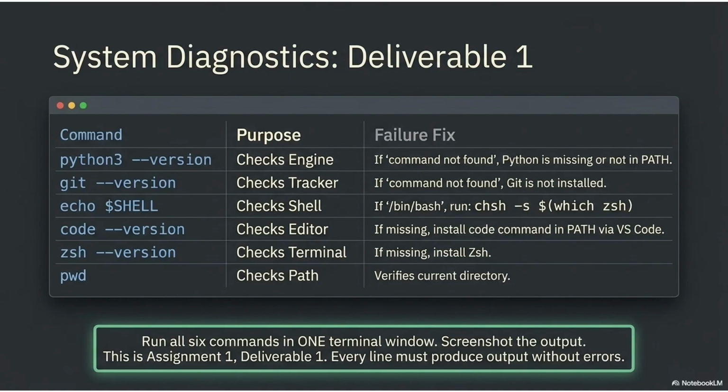code --version checks the editor. If missing, install the code command in the path via the VS Code command palette. zsh --version checks the terminal. If missing, install zsh. pwd checks the path, verifying the current directory. Run all 6 commands in one terminal window. Screenshot the output showing all 6 commands and their responses. This is assignment 1, deliverable 1. Every line must produce the output without errors.